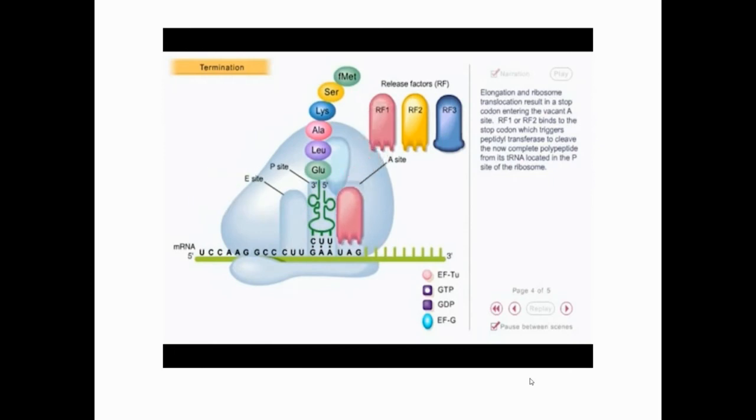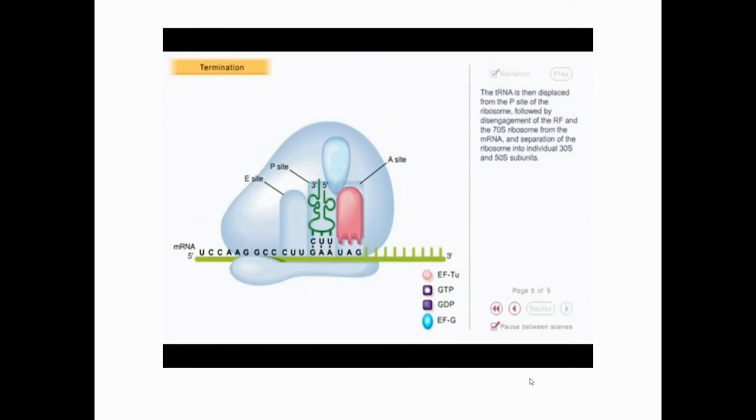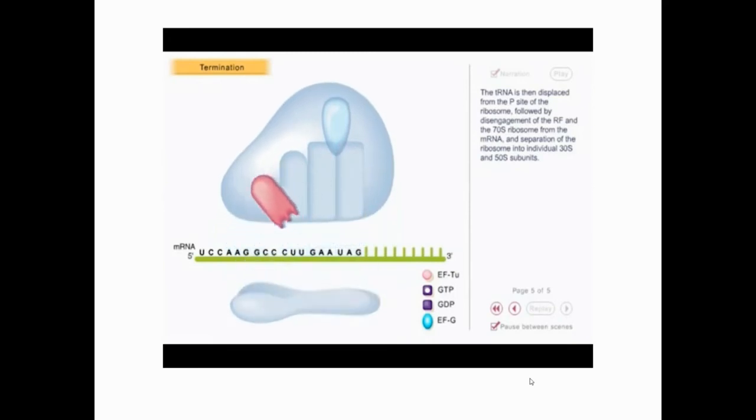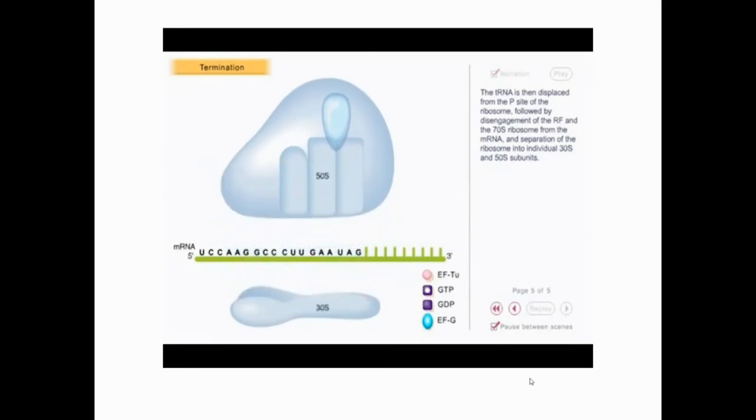RF1 or RF2 binds to the stop codon, which triggers peptidyl transferase to cleave the now complete polypeptide from its tRNA located in the P site of the ribosome. The tRNA is then displaced from the P site of the ribosome, followed by disengagement of the RF and the 70S ribosome from the mRNA, and separation of the ribosome into individual 30S and 50S subunits.